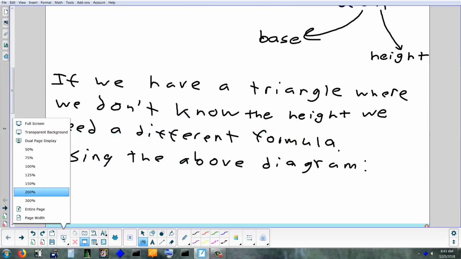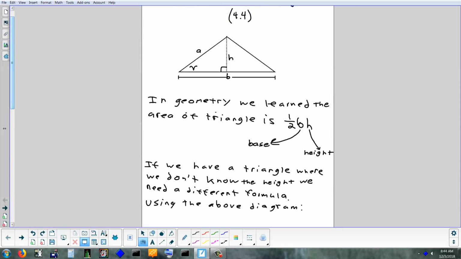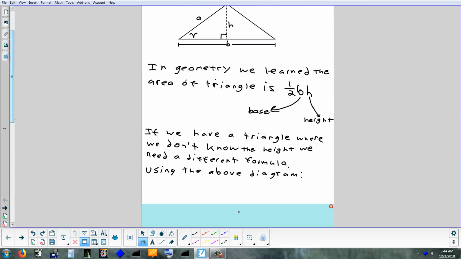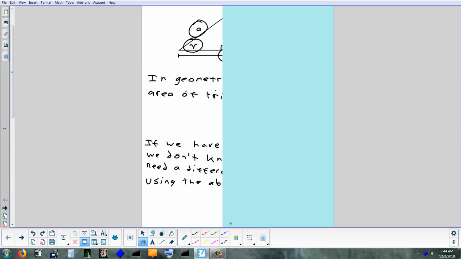I'm going to make it a little smaller so we can see the diagram up above. Take a look. I want to try to find H. Let's pretend that you were given A, B, and gamma. So it's like you're given three things. If I just look at that part on the left, I've got a right triangle. So maybe we can somehow use that to figure something out.